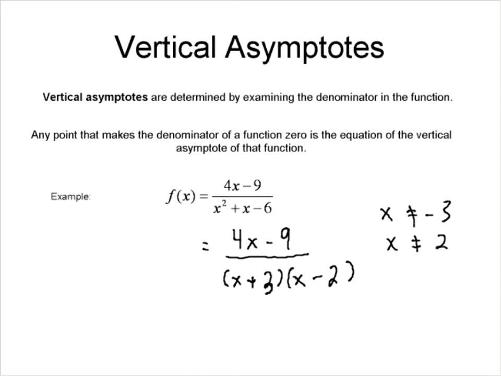Now, the equations of the asymptotes, or where the asymptotes are, are just the solutions. So we're going to have an asymptote at x equals 3 and x equals negative 2. And we're going to say that the vertical asymptotes occur at x equals 3 and x equals negative 2.